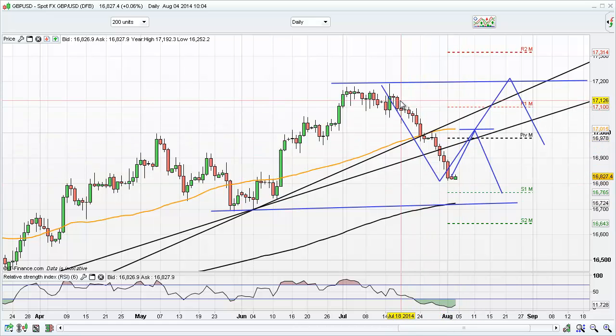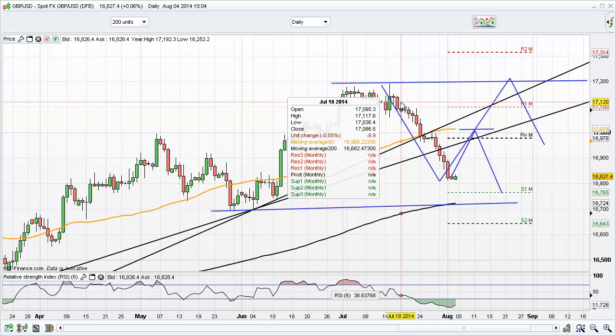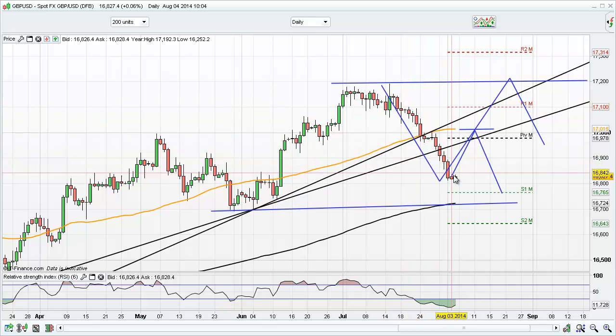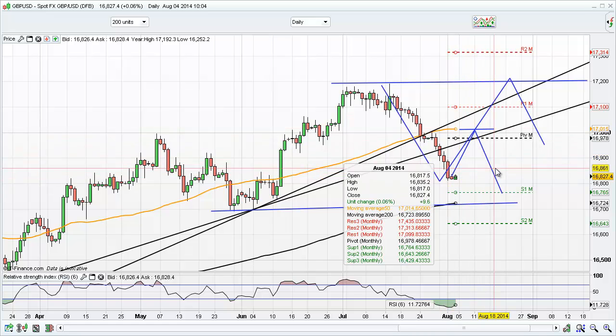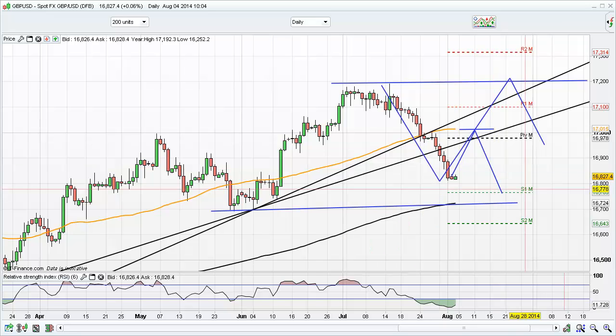The only thing I would say, just to finish on cable, is because we've had such a lovely run down, the current run down looks like it's potentially running out of momentum. So I would prefer to see it pull back or consolidate for at least a week, maybe a bit longer than that actually, just so that if I was going to short it, I'm getting a newer momentum.